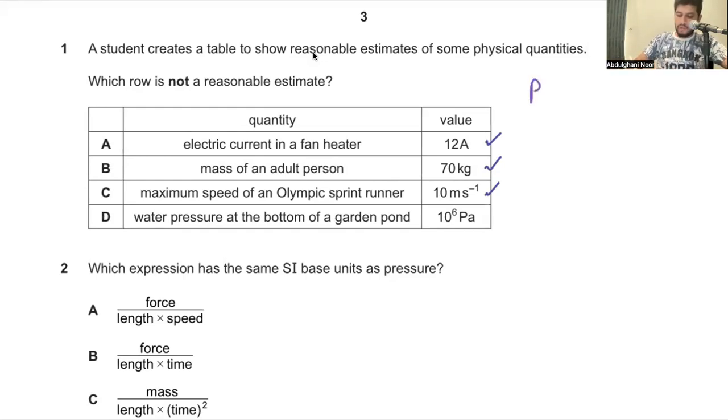We'll use the formula for pressure. Pressure is equal to rho g h. The density of water is 1000. The value for g, let's round it off to 10.